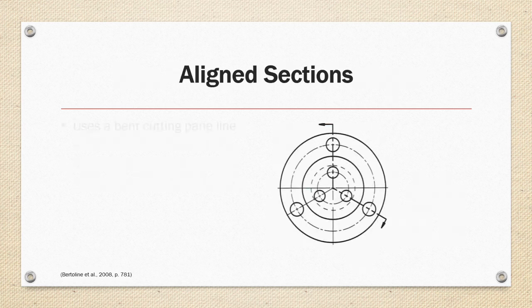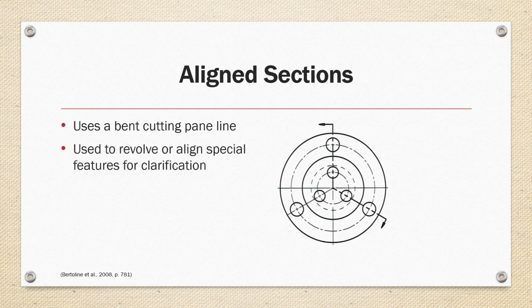Aligned sections. Aligned sections use a bent cutting plane line. As shown on the right, we have a cutting line where the top half of the part is normal to a standard orthographic view, and it passes through two holes. In order to describe holes that are at 120 degrees, the cutting plane line is bent at 120 degrees to intersect a second series of holes.